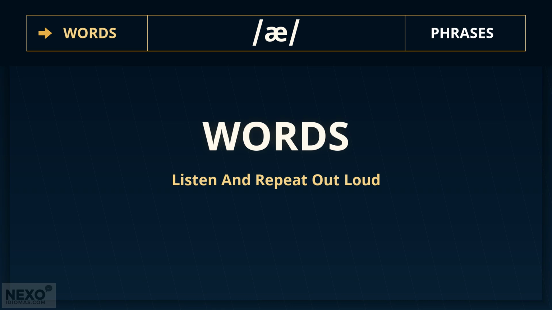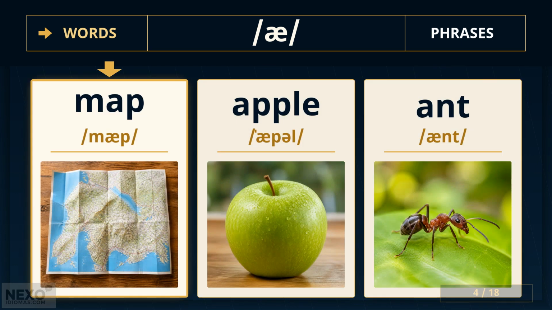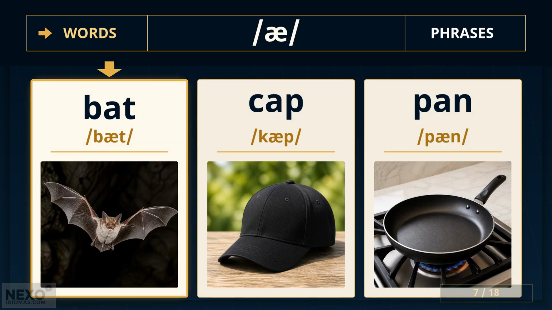Listen and repeat out loud. Cat. Hat. Bag. Map. Apple. Ant. Bat.